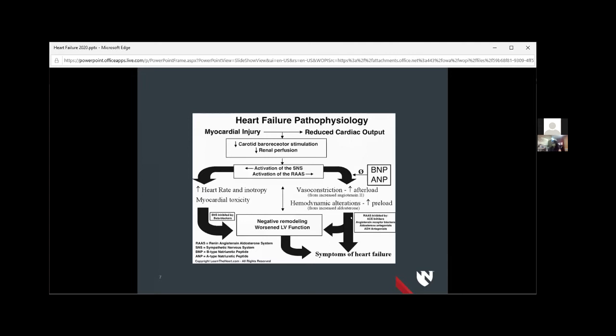But over time, this causes the left ventricle to negatively remodel, to dilate, and to actually become harmful to the body. So we look at all of these medications and target these different areas to help prevent further remodeling and try to improve their overall function.